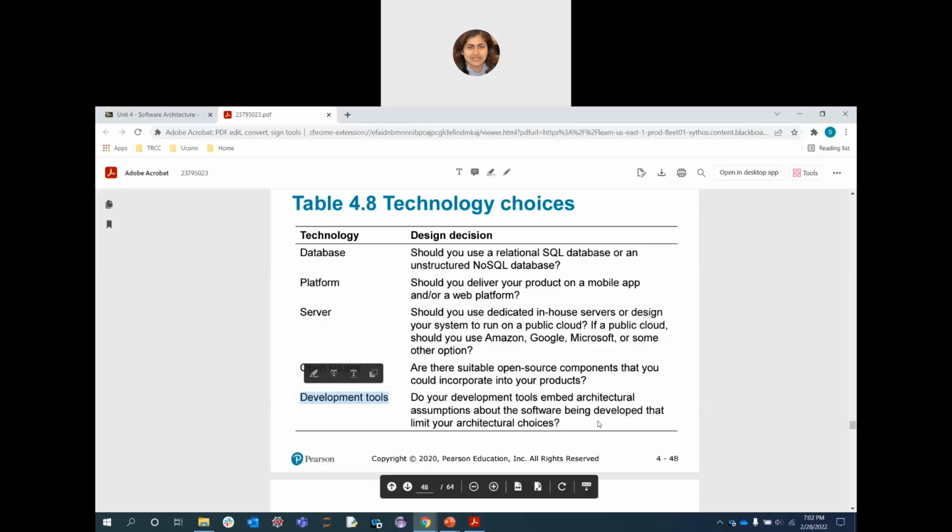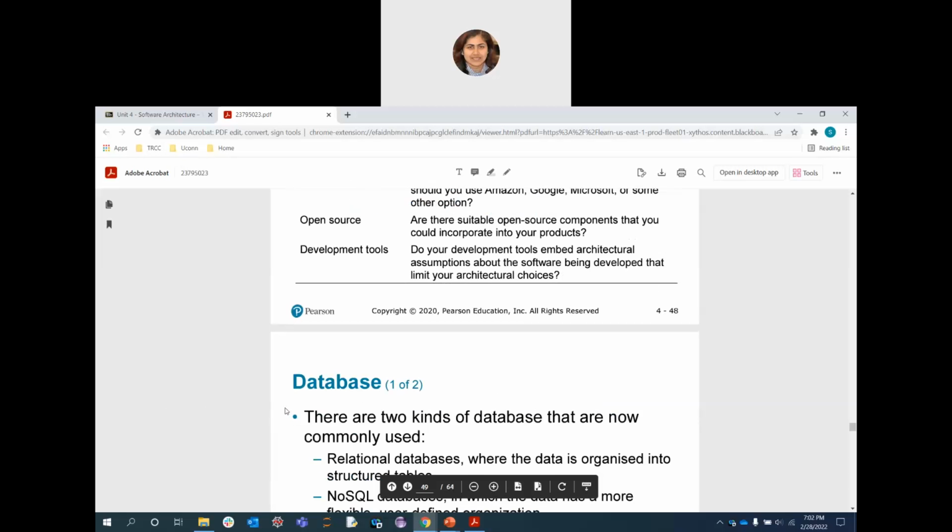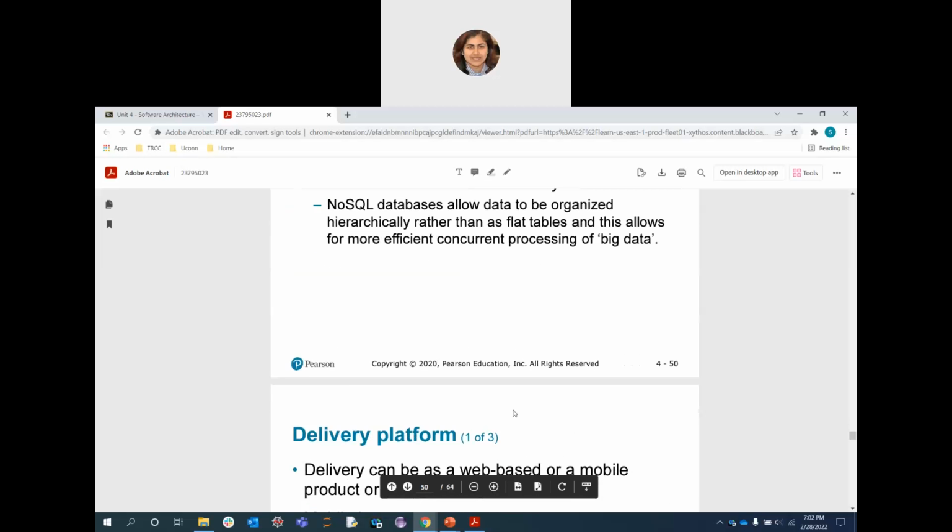If we take an example, if your teammates have a lot of experience with relational databases and do not have much expertise in a NoSQL database such as MongoDB, they will prefer, and may argue for, adopting the relational database rather than the NoSQL database. So these are some of the choices about the database, delivery platform, server, open source, and development tools while working on your software design or software architecture. You can look into more details about it.